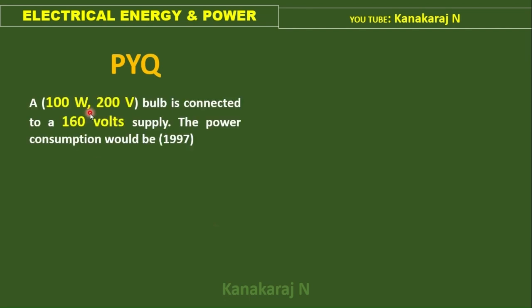A 100 watt 200 volt bulb is connected to a 160 volt supply. The power consumption would be, four options are here. Then from the formula, 100 watt 200 volt, we can find the resistance of the bulb. Now the same bulb is connected to 160 volt power supply. So the new power will be equal to the new voltage square divided by the resistance.